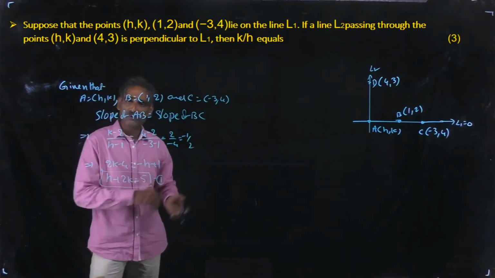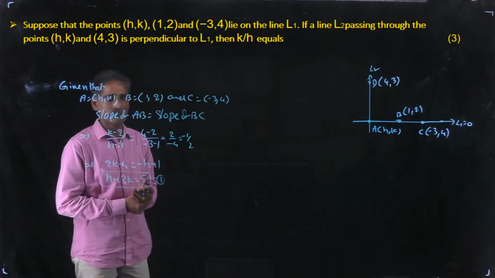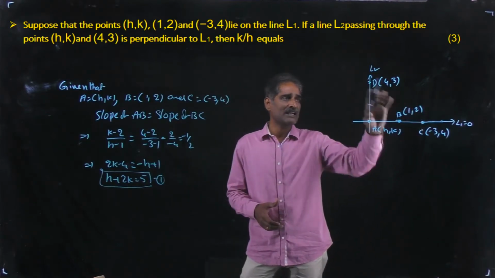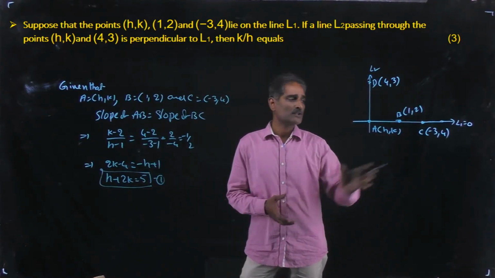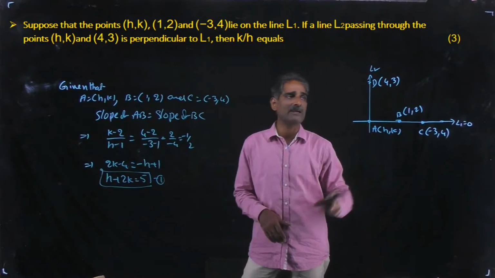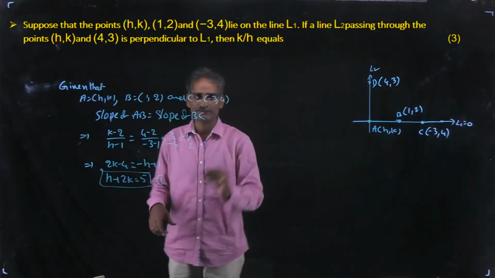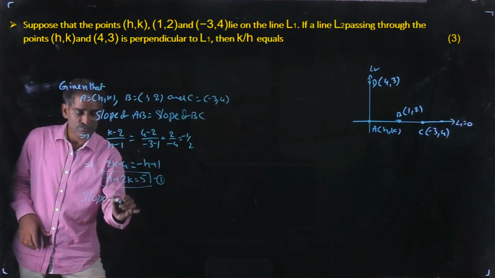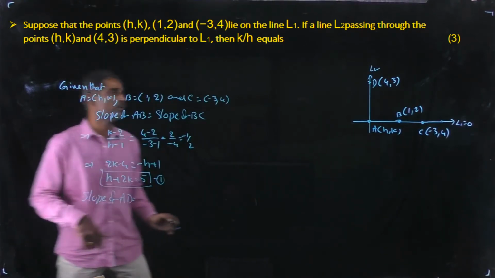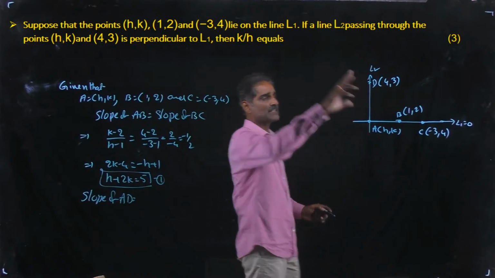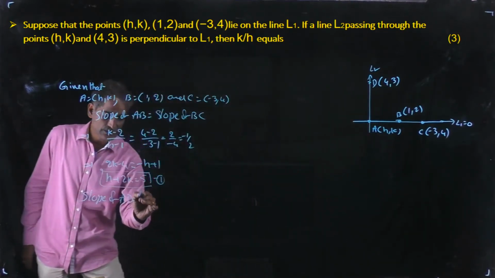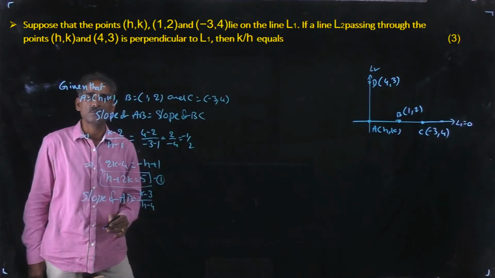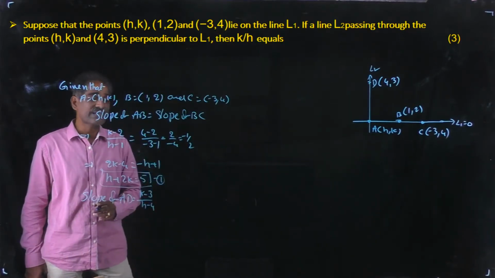Now try to find out another relation between h comma k. So here you observe that L1 and L2 are perpendicular. So slope of L1 is minus 1 by 2. Find out slope of AD. Now slope of AD is equal to k minus 3 by h minus 4. This is the slope of AD.